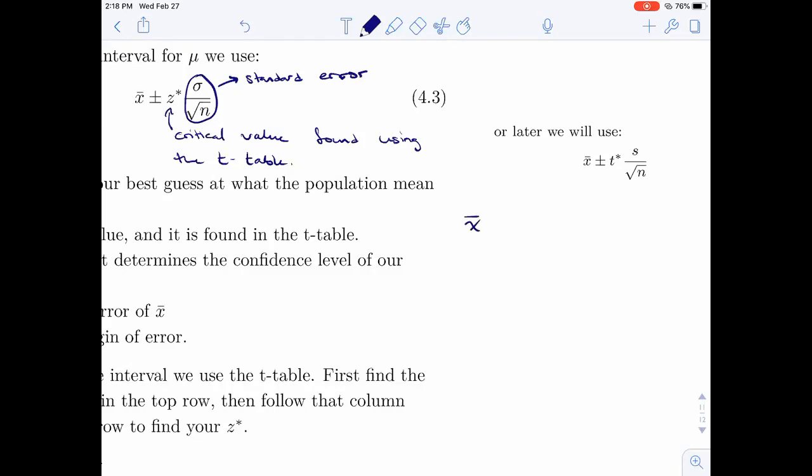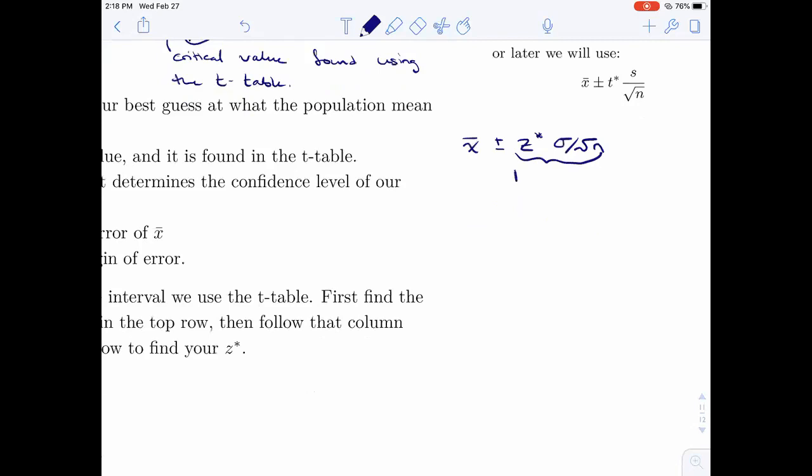X bar plus minus Z star times sigma over root n. This section here, Z star times sigma over root n, is called the margin of error. So you've got this margin of error on your estimate. So here's your estimate.